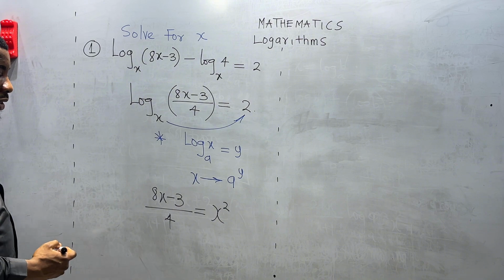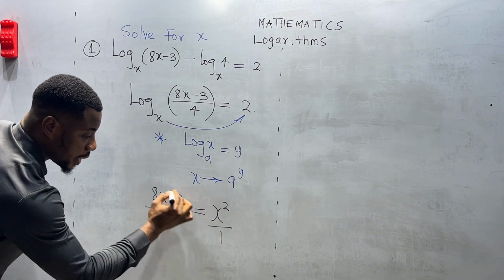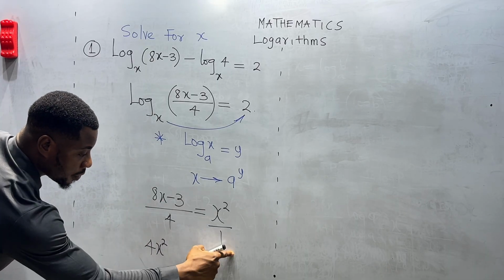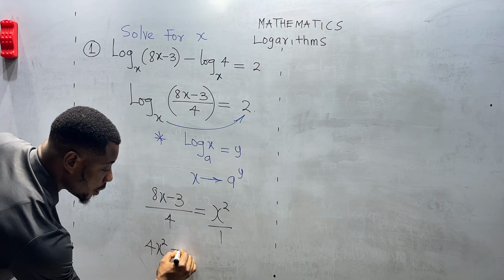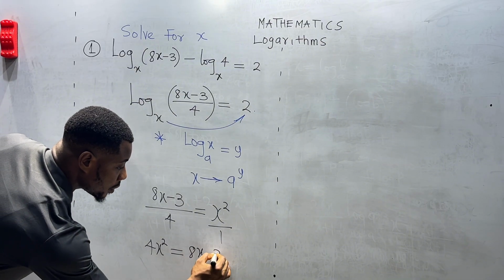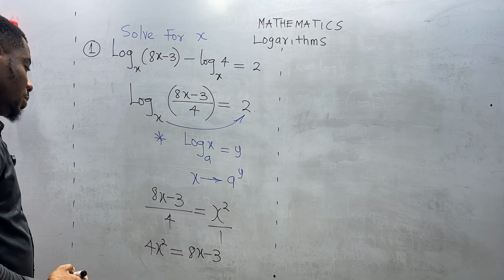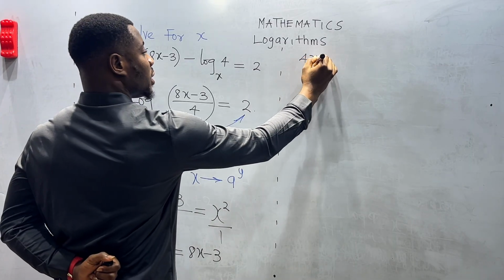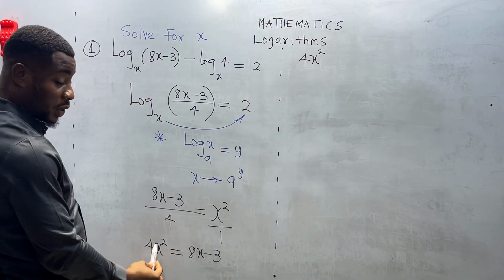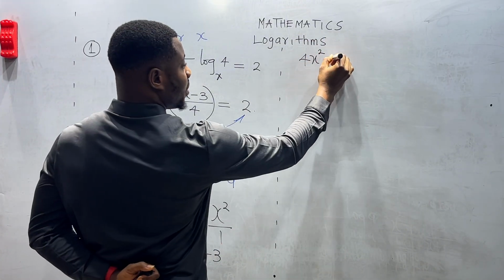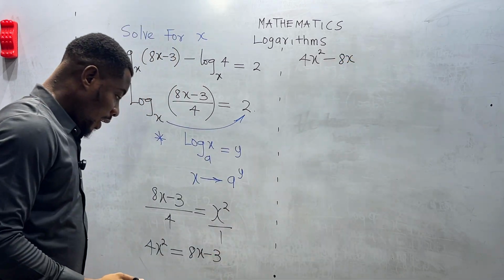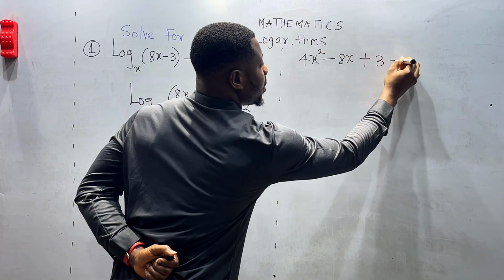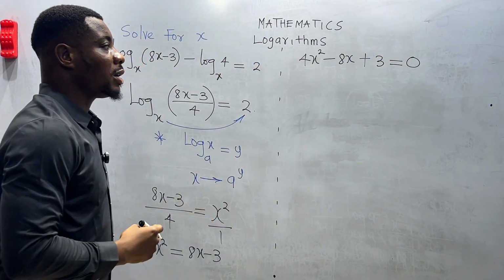Okay, so without wasting time, we cross multiply. When we cross multiply, 4 times x squared gives us 4x squared. Also 8x minus 3 times 1 gives us 8x minus 3. Now we can rearrange so that we have 4x squared, and if 8x moves over to this side, we have minus 8x, and if negative 3 crosses over, we have positive 3 being equal to 0. Now what we have here is a quadratic equation.